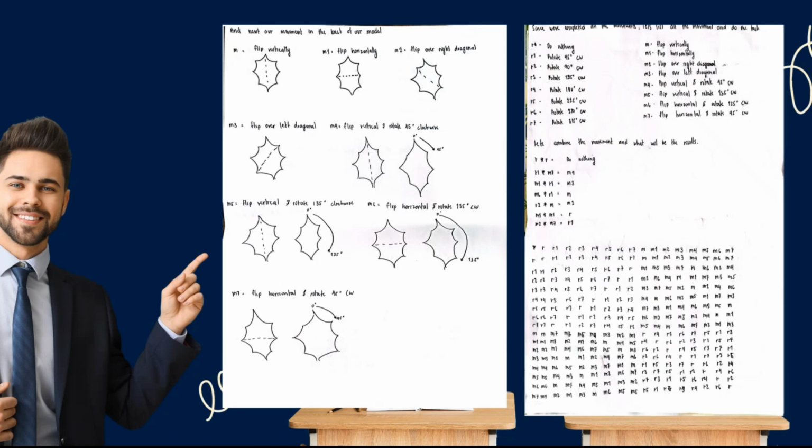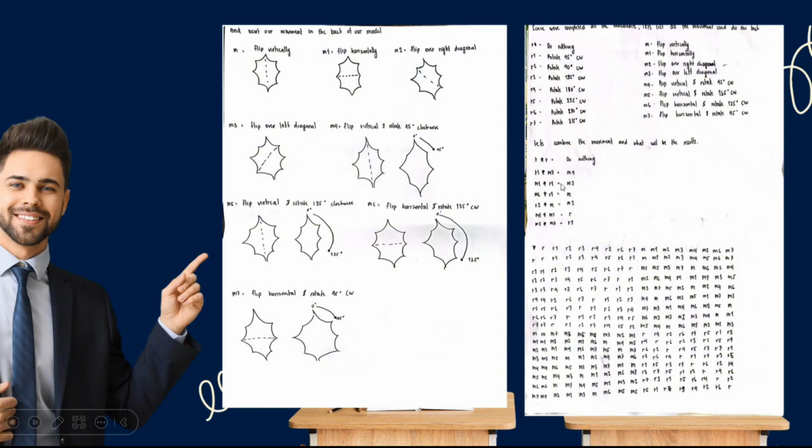Since we've completed all the movements, let's list all the movements and do the task. Here on the second image, we list the 16 movements in the front and in the back. Let's combine the movements and see the result. R star R is do nothing, which equals R. R1 star M7 equals M4.